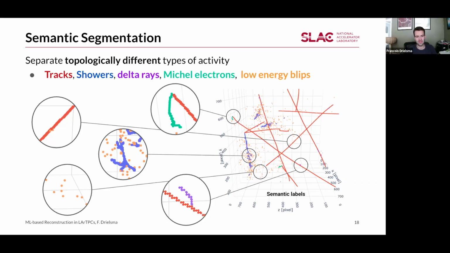One is Michel decay, so this would be the green here, and they correspond to small electromagnetic showers happening when a muon decays in the detector. You have also delta electrons that are knocked on by tracks in the detector.